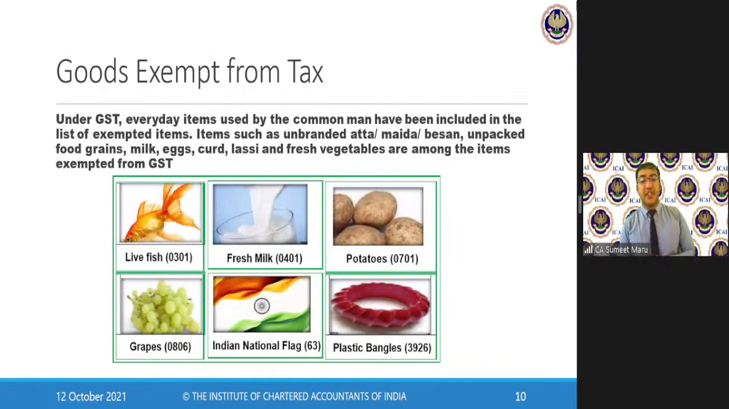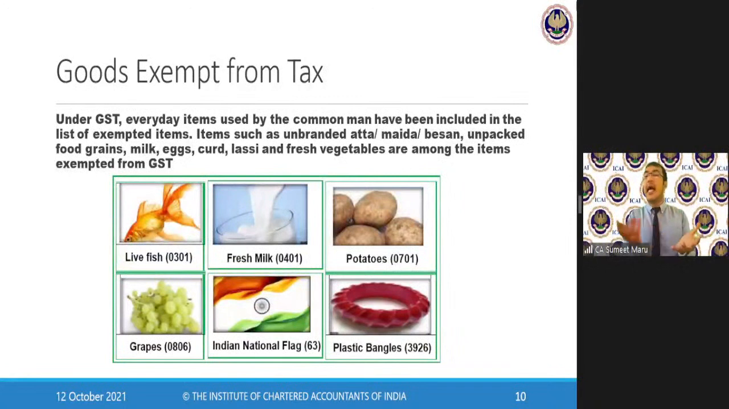Also, live fish, fresh milk, potatoes, grapes, the Indian national flag, and some plastic bangles are some examples of goods which are exempt. So are only this many goods exempt? No. There is a long list of goods which are exempt from tax.